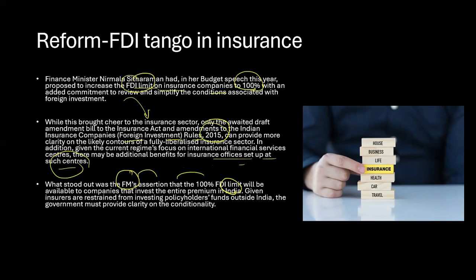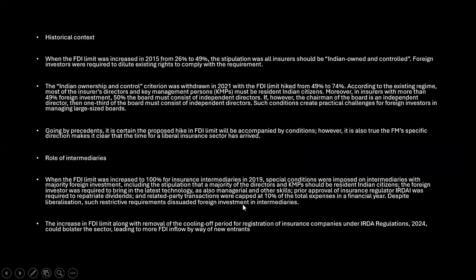Since insurers cannot invest policyholders' funds abroad, further clarification is needed. So there are some clarifications that are needed. We'll discuss that later. Historical context. When the FDI limit was increased in 2015 from 26 to 49, it was stipulated that the insurer should be Indian owned and controlled. Foreign investors were required to dilute existing rights in the company to meet the requirement. So in 2015, there were different kinds of rights. We'll not go into that. But anyway, this is going to become 100% very soon.